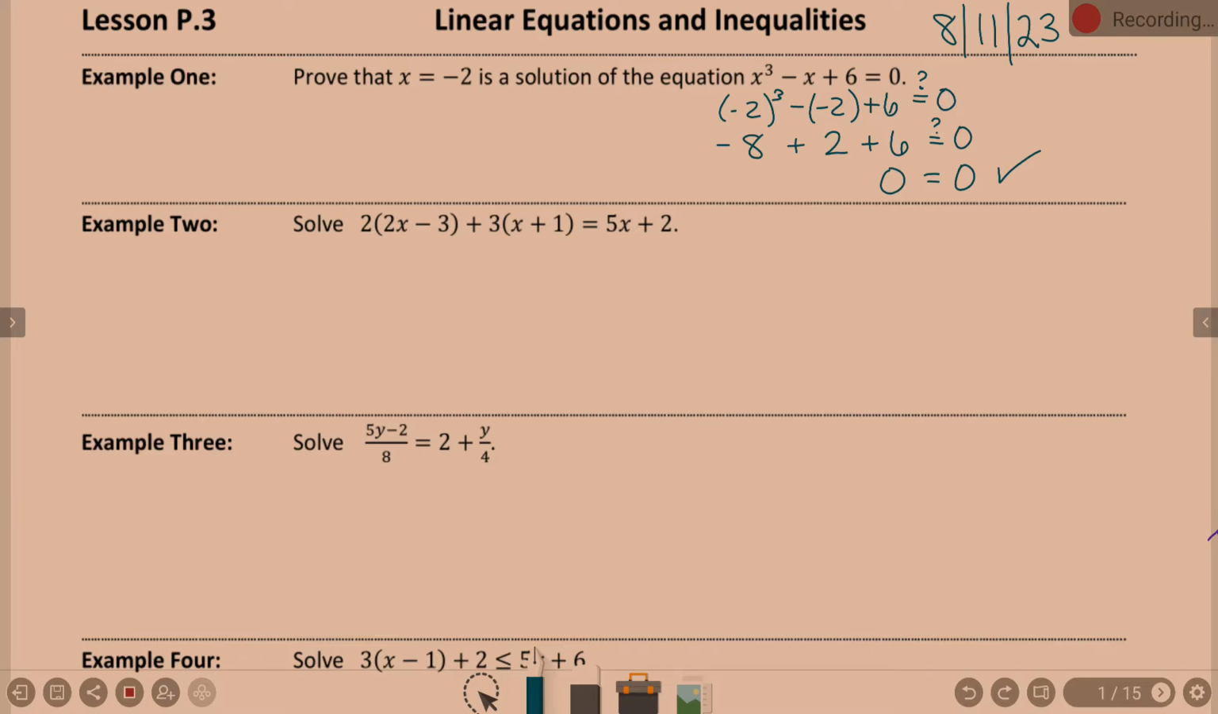I wish they were all that easy. So there's a solution. Negative 2 is the solution. Sorry, negative 2 is a solution. Valid point.